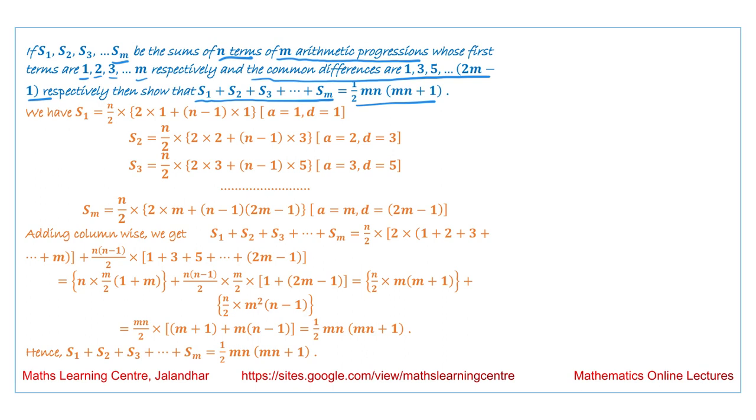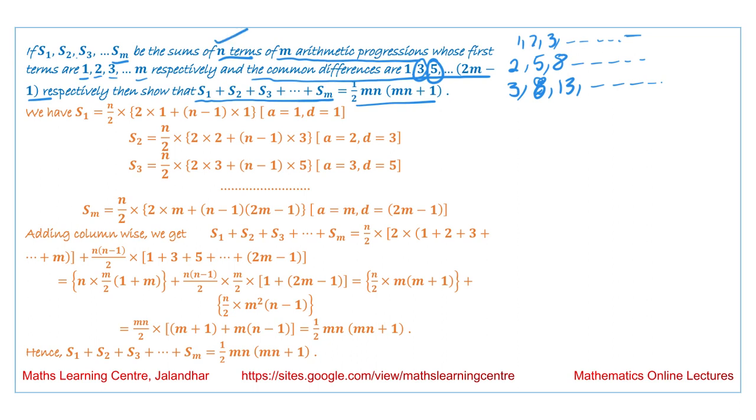So we have m arithmetic progressions. The first is 1, 2, 3 and so on. We are not writing the last term here, some last term will be there. The second starts with 2 and the common difference is 3, so it is 2, 5, 8 and so on. Likewise, the third starts with 3 and the common difference is 5, so it is 3, 8, 13 and so on. And S1, S2, S3 are the sums of the first n terms.